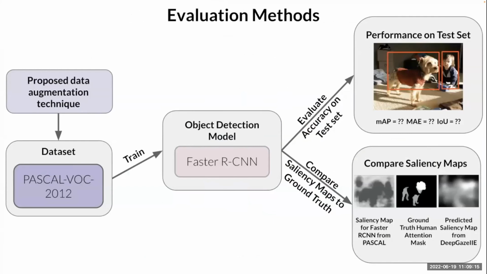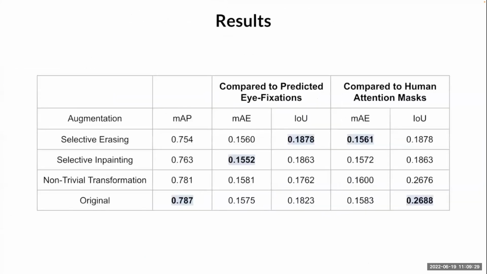During evaluation, we calculate the mean average precision, mean absolute error, and intersection over union between the saliency maps generated by the saved model and the predicted eye fixations, as well as the human attention masks. We evaluated our data augmentation pipelines to see if they help saliency maps become more human-centered without significantly sacrificing accuracy. In our experiment, we observed that data augmentations that are derived from predicted human attention can improve the mean absolute error and intersection over union between the model saliency and the predicted attention.